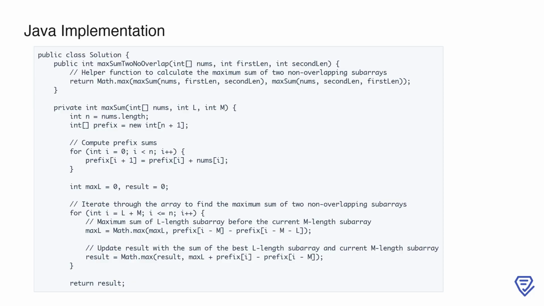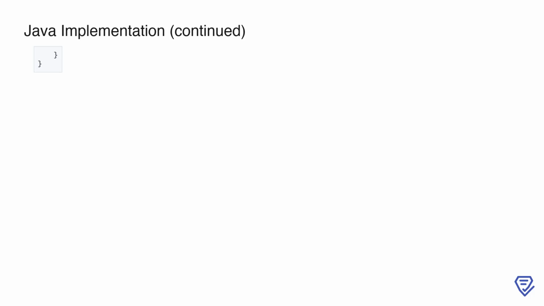At each step, we calculate the maximum sum of an L-length subarray that ends before the current M-length subarray. We then update the result with the sum of this L-length subarray and the current M-length subarray. Finally, we return the computed maximum result. The result variable ensures that we keep track of the best possible sum of the two non-overlapping subarrays identified during the iteration. The helper function completes its execution and passes the computed value back to the main method. By comparing the results of both configurations, the program guarantees that it returns the optimal solution. This structured approach, using prefix sums and iterative evaluation, ensures an efficient and clear implementation of the problem requirements.